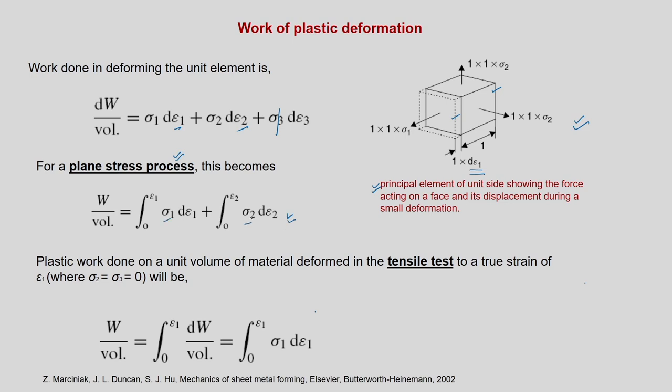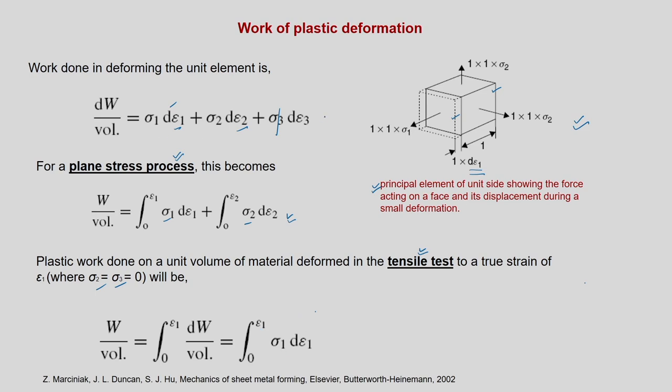And sigma 1, sigma 2 can have an equation as a function of epsilon. Now, if you want to go for a tensile test, then sigma 2 and sigma 3 will be 0. Then only this one will exist. So, work done per unit volume is equal to the integral from 0 to epsilon 1 of dW per unit volume, which is the integral from 0 to epsilon 1 of sigma 1 d epsilon 1.